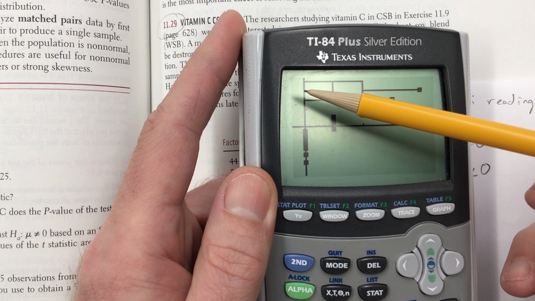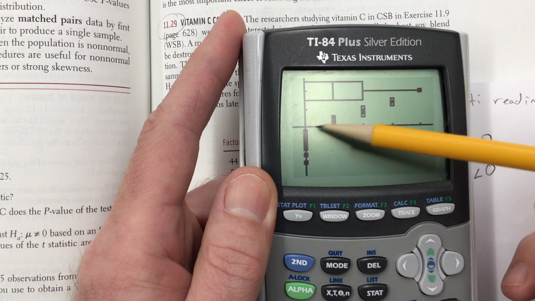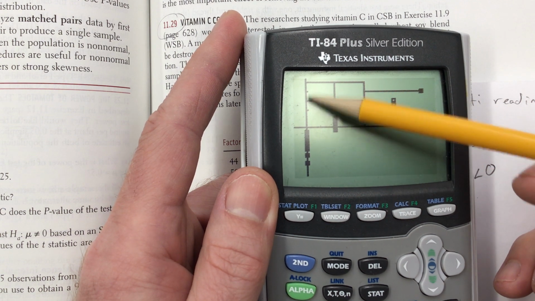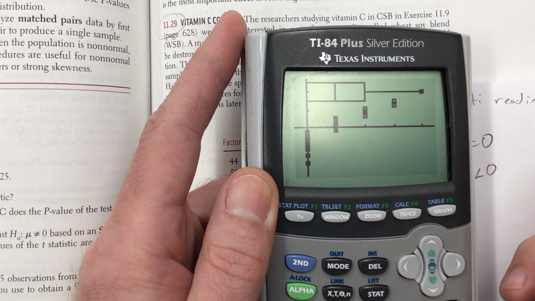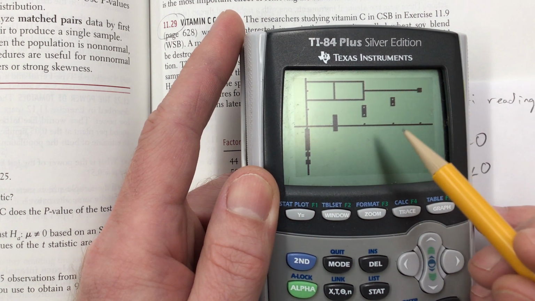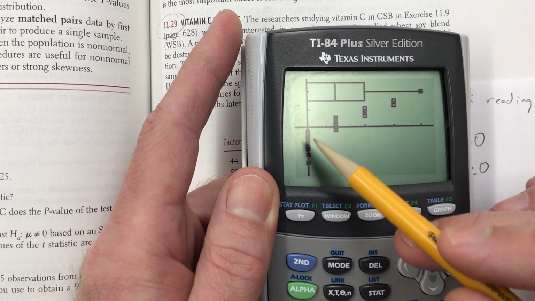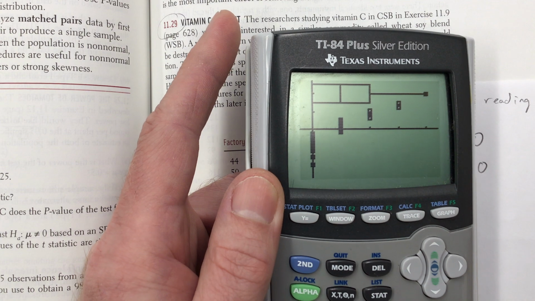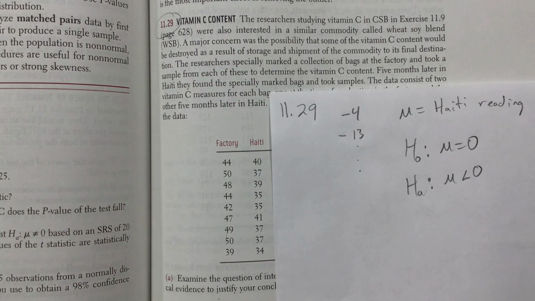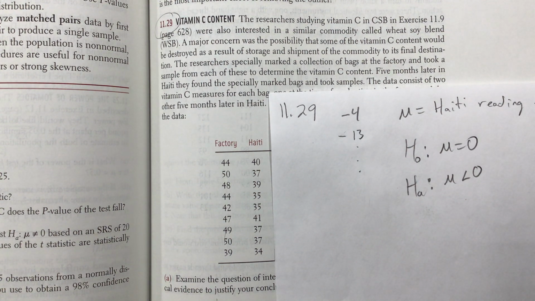Got them both on the same viewing window, and you can see this is a very strong right skew, right? A quarter of the data are all the same. And that's why you can see on your normal probability plot this huge tail down here on the left. So it's pretty non-normal because of that skew. So that's a bit of an issue here.